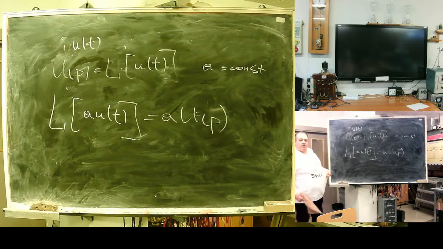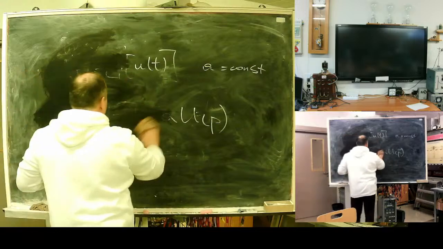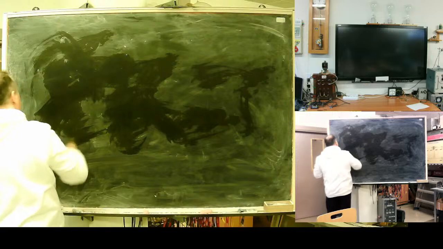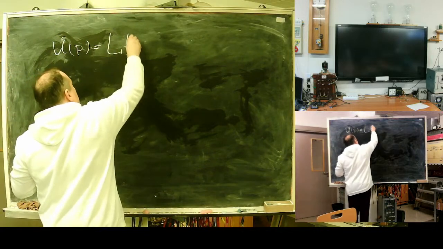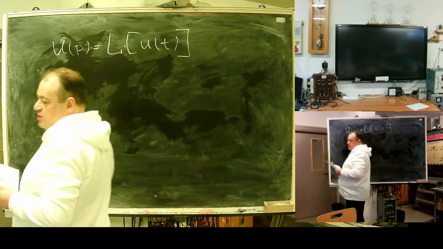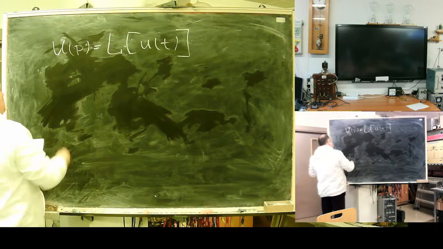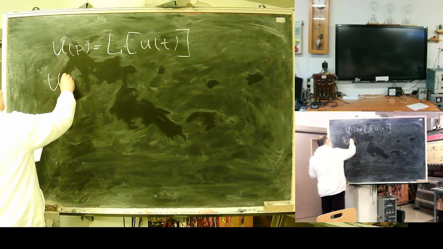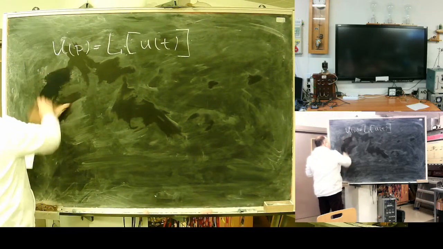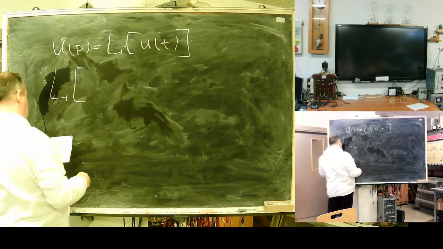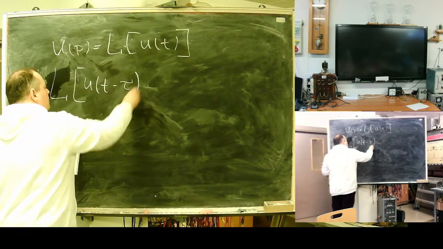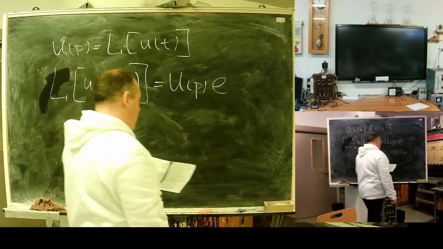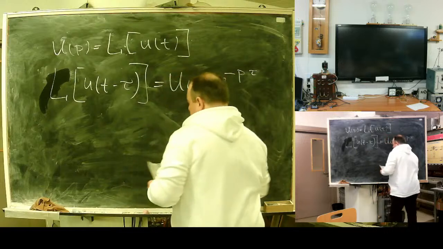Delay. Theorem of delay. Again, the image is a result of the Laplace transform on some original f(t). If we perform the Laplace transform on the delayed pulse, it's the same as multiplying the image by e to the power minus pτ. Theorem of delay.